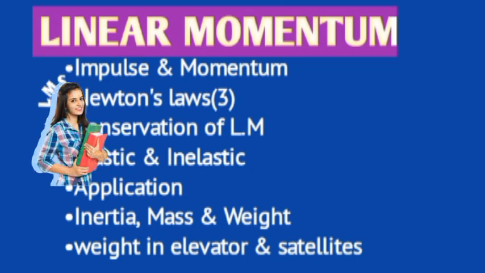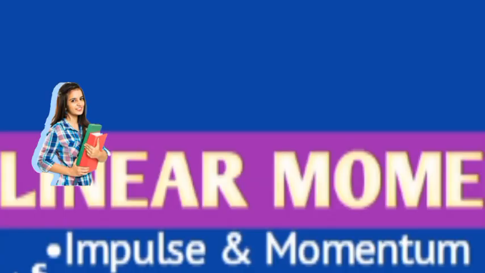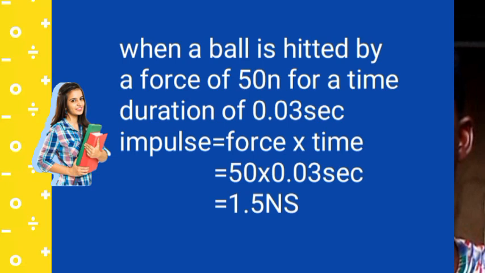Today we are going to talk about linear momentum, and we are going to talk about impulse and momentum. Impulse is the product of force and time which take place at a short time, while the momentum is the product of the mass and the velocity of that object. When a ball is hit by a force of 50 Newton for a time of 0.03 seconds, the impulse is force times time, and that is 50 Newton times 0.03 seconds, and that gives us 1.5 Newton seconds.